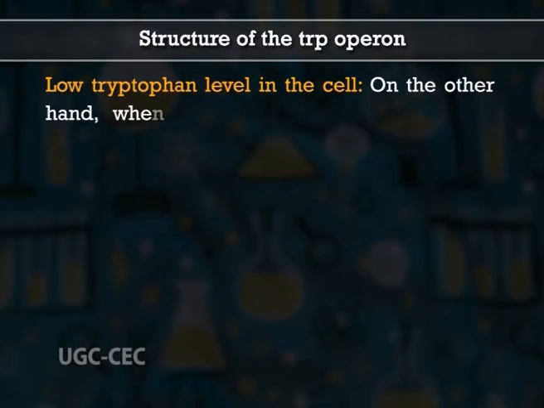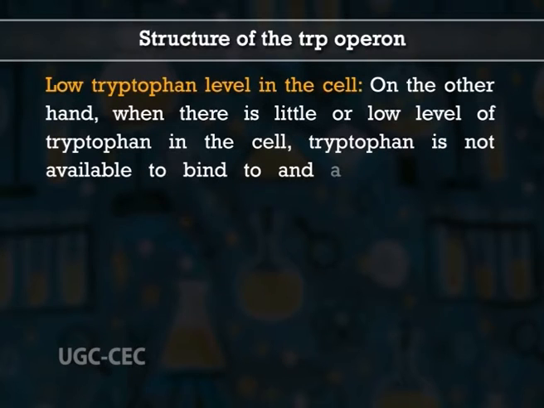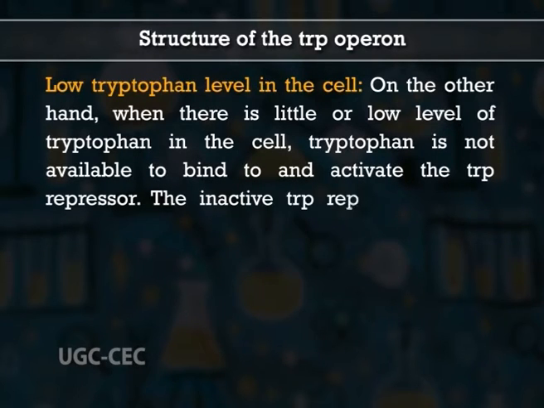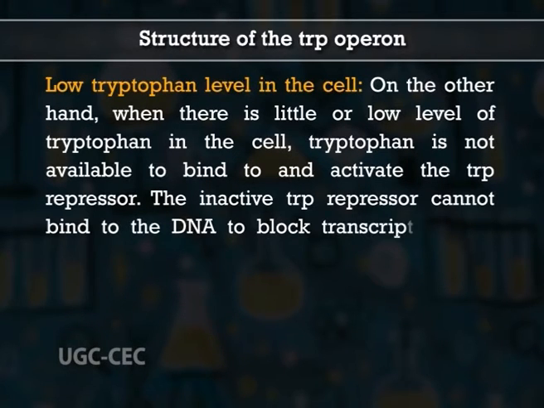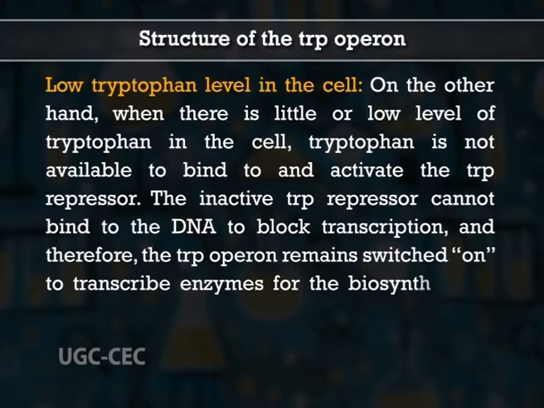Low tryptophan level in the cell. On the other hand, when there is little or low level of tryptophan in the cell, tryptophan is not available to bind to and activate the trp repressor. The inactive trp repressor cannot bind to the DNA to block transcription, and therefore the trp operon remains switched on to transcribe enzymes for the biosynthesis of tryptophan.